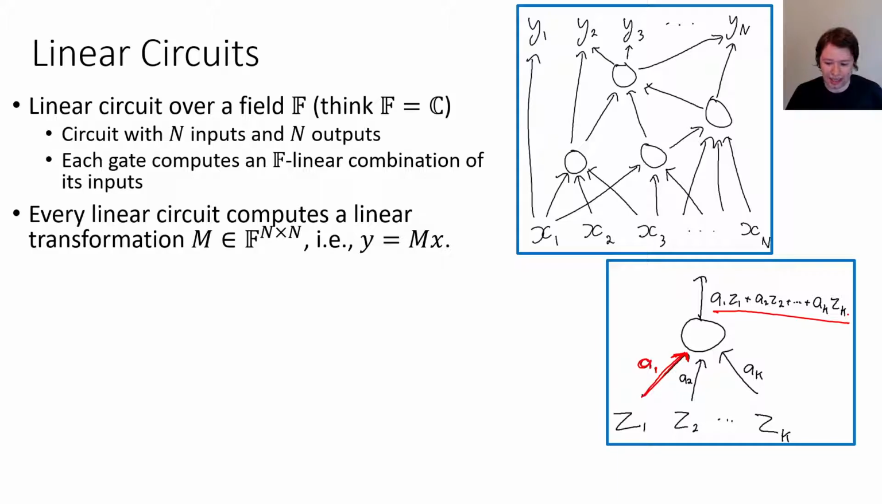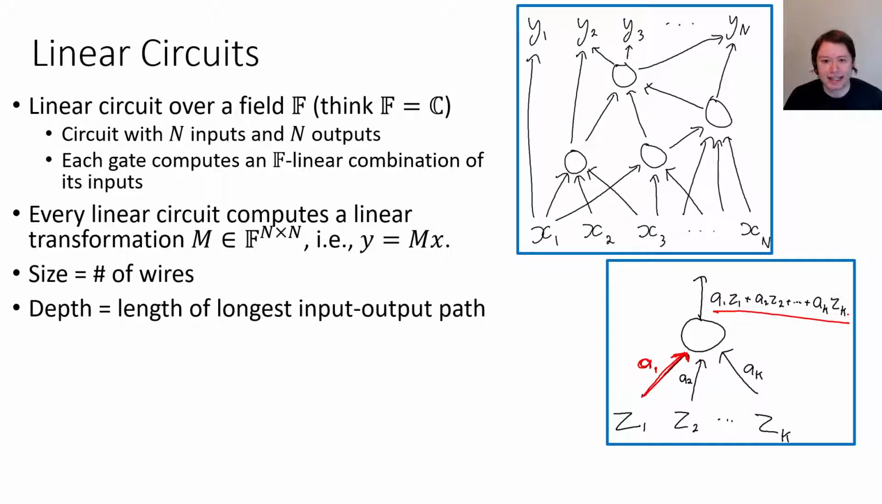So how do we measure how complicated one of these circuits is? Well, there are two measures: the size and the depth. The size of one of these circuits is going to be the number of wires in the circuit. We'll allow for gates that have unbounded fan-in, but we'll count each wire in the circuit toward the size. And then the depth is the length of the longest path from an input to an output. In this example here, there's a path of length 1, 2, 3, 4, so this is a circuit of depth 4. And in general, the depth is the length of the longest input-output path.